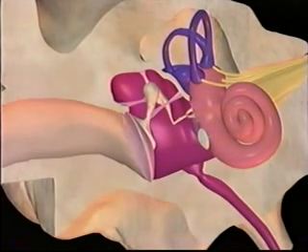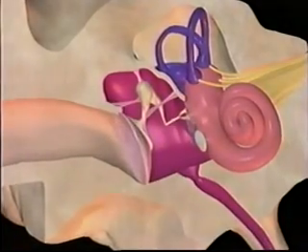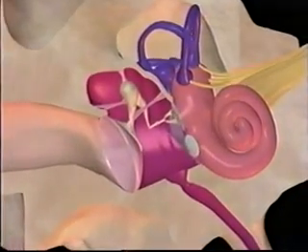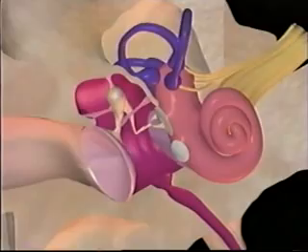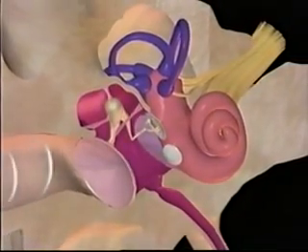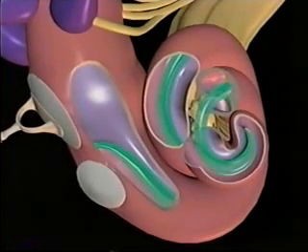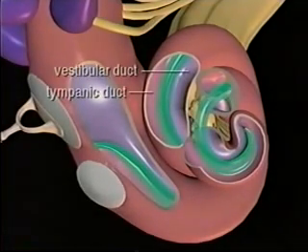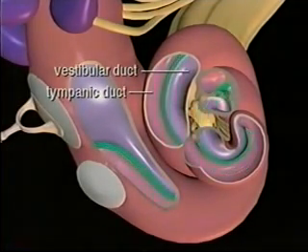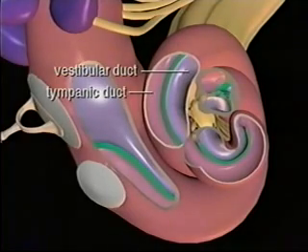The arrangement of these bones forms a lever system that amplifies the energy of the sound waves before it reaches the cochlea. Notice that the stapes fits into the membrane-covered oval window at the base of the cochlea, here shown in orange. Within the bony cochlea is the cochlear duct, here in blue. Alongside the cochlear duct are the vestibular duct and the tympanic duct.